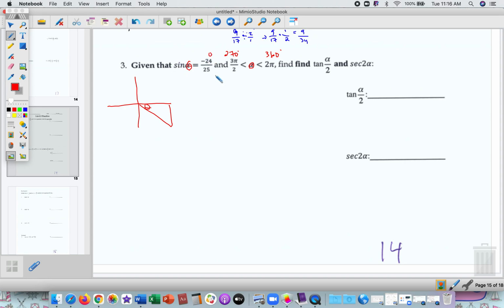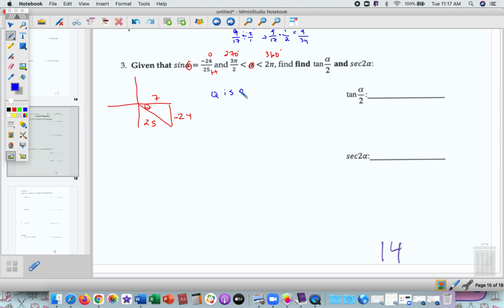SOHCAHTOA. So we have opposite over hypotenuse. So I'm going to do 24, 25. Make sure we fill in direction. So down should be negative. Hypotenuse is positive, so that looks good. When we do the Pythagorean theorem, we'll get that this is 7. This makes sense. To the right is 7, hypotenuse 25, down is 24. Okay, check.